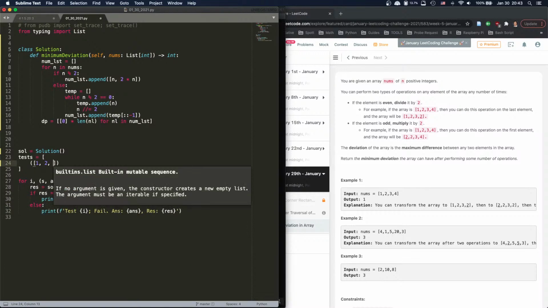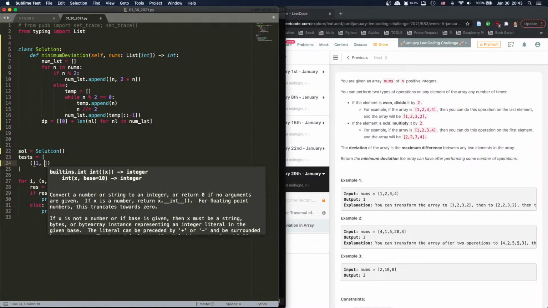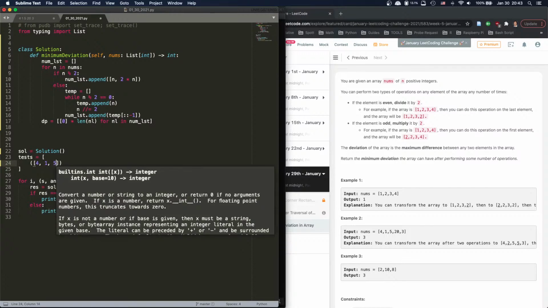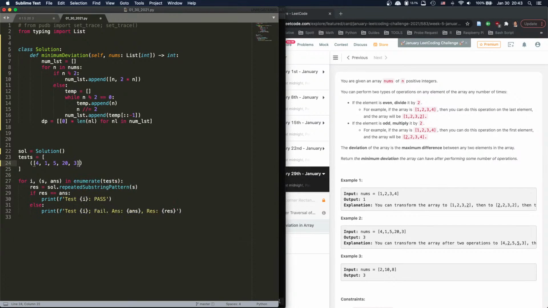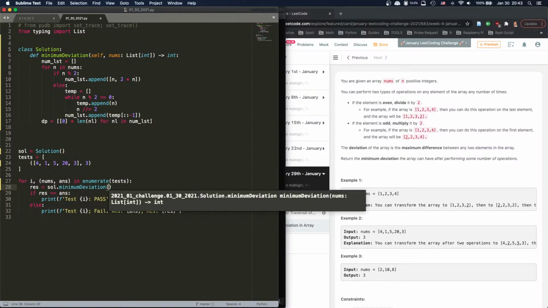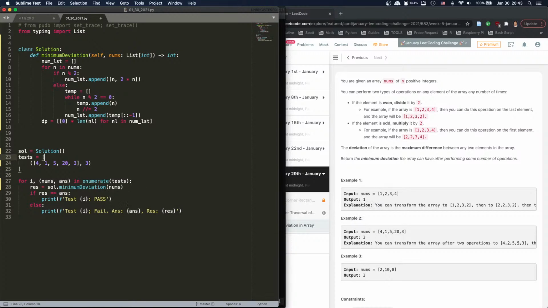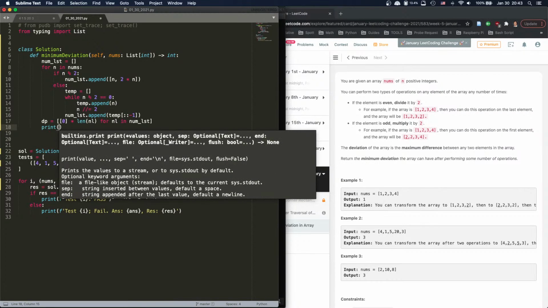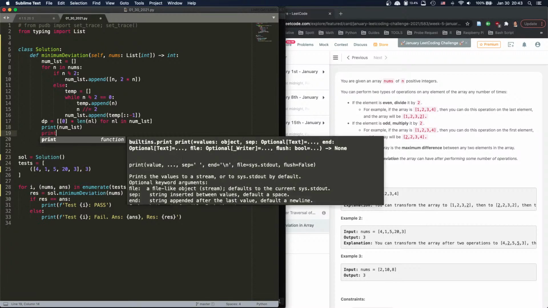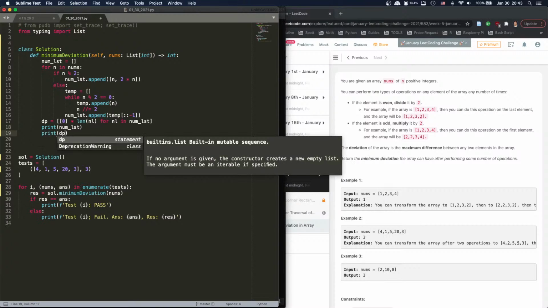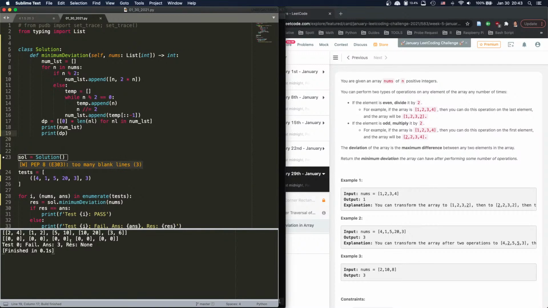Let's do one example. This one we can test on both eventually, sure, but this one will give us a clear view of how things work. So we just gonna do this, and then we are going to print. I want to print num list, and I want to print dp. Just double check. All right, num list.